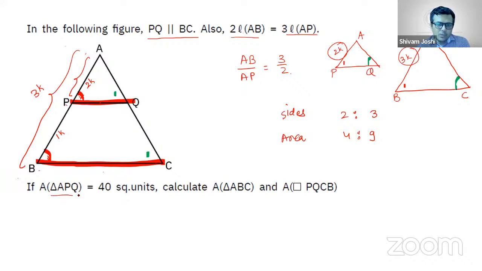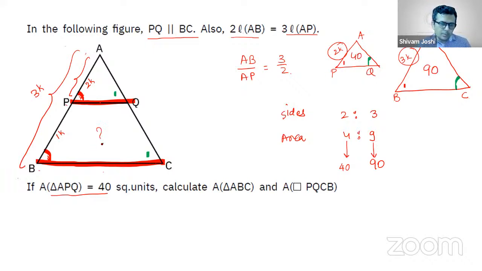Now, APQ is 40, correct? This is APQ. This triangle has an area of 40. This is the ratio. This is the actual area, correct? So actual area is 40, which means I can compare like this. 4 parts are equal to 40. If 4 parts are 40, how much is 9 parts? Obviously 90, correct?